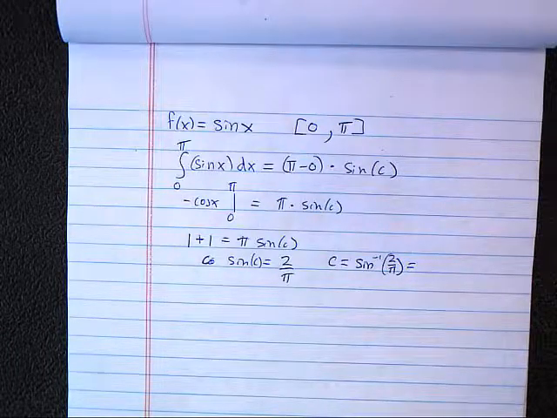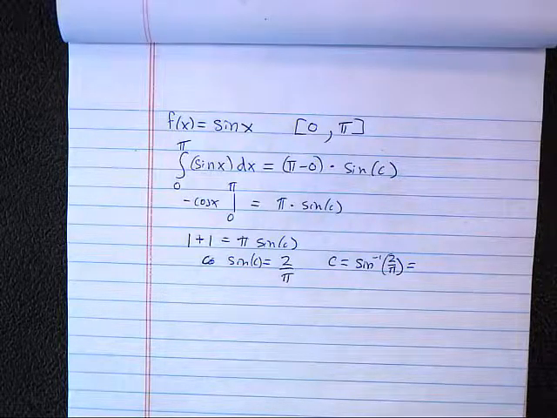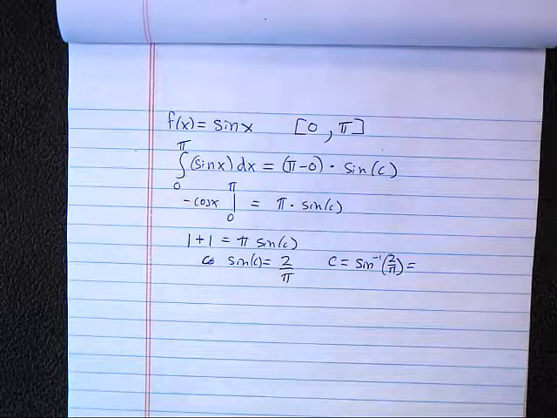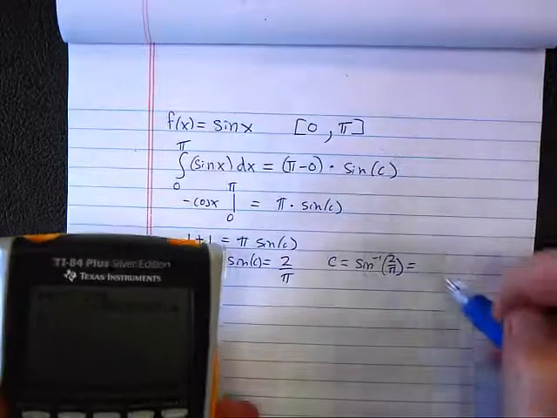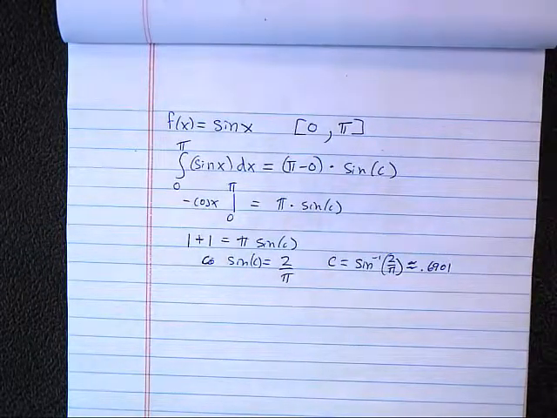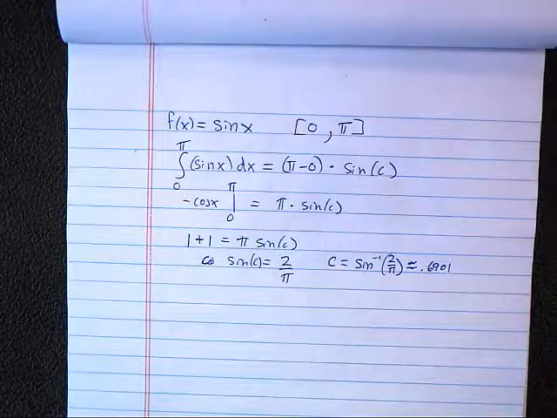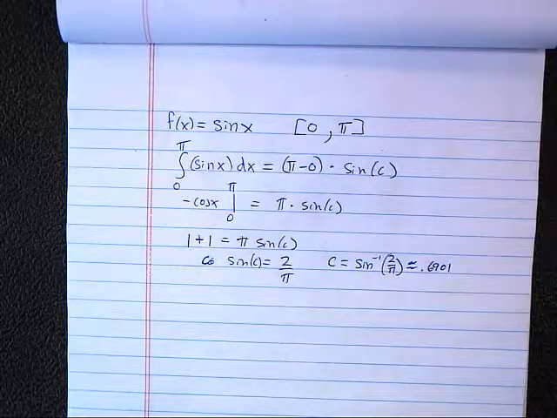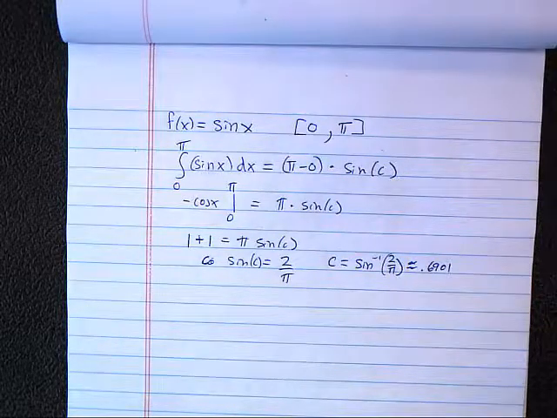So, your two choices here are you leave it as sine inverse of 2 over pi, or you grab your calculator, you make sure your calculator is in radians mode, and you do sine inverse of 2 over pi. It's approximately 0.6901. That's the best we can do. That's what happens when you pick a function like sine. You don't always get nice answers. That's okay. Not a problem. Questions on that?